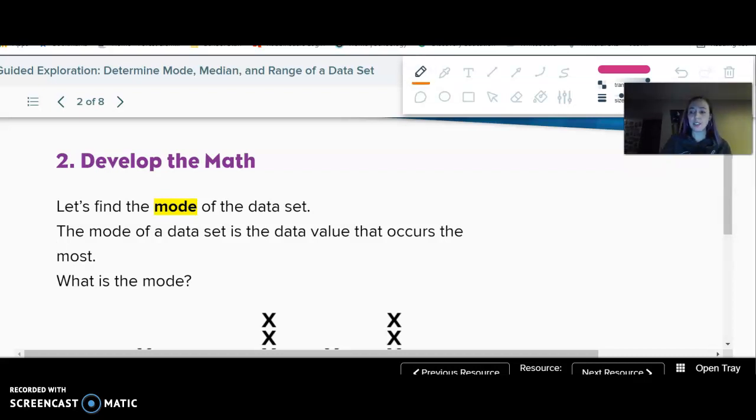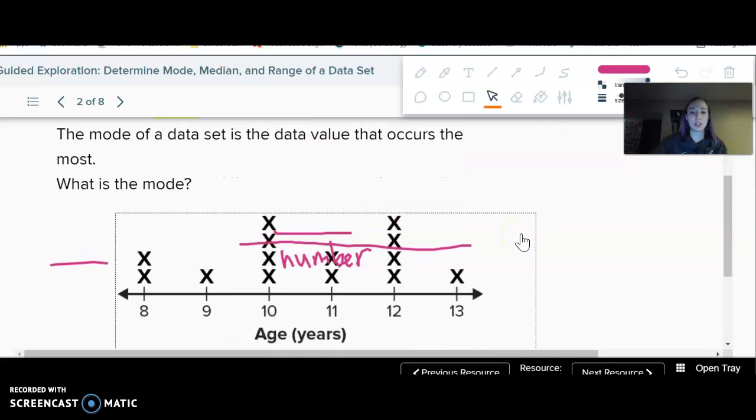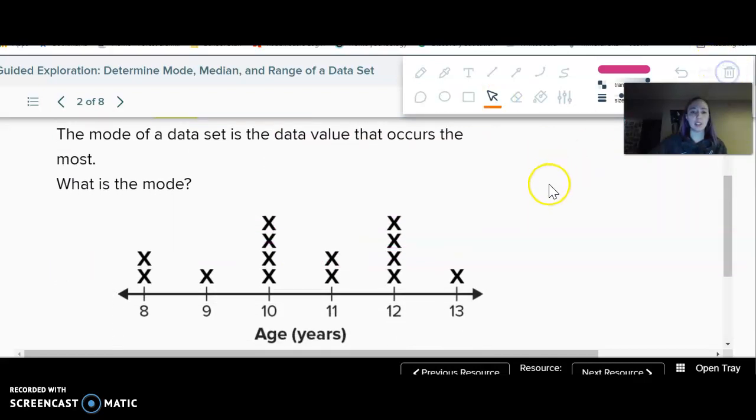So the mode of a data set is the data value that occurs the most. Or you can say the number that occurs the most. Mode, most. They kind of sound the same. Now, most, not in the sense of the biggest one, but the mode that like happens the most number of times. So then if we ask ourselves, what is the mode of this?